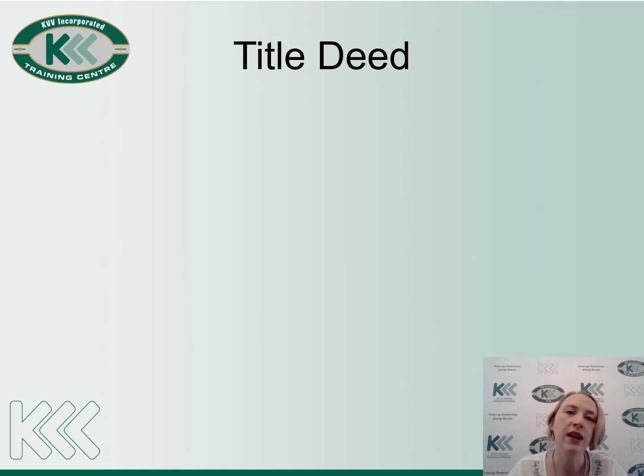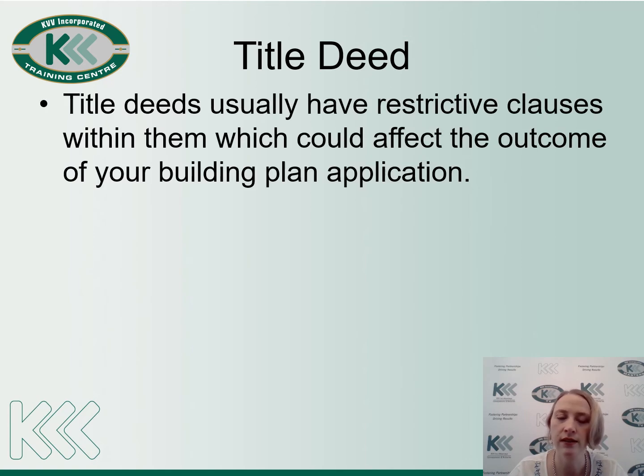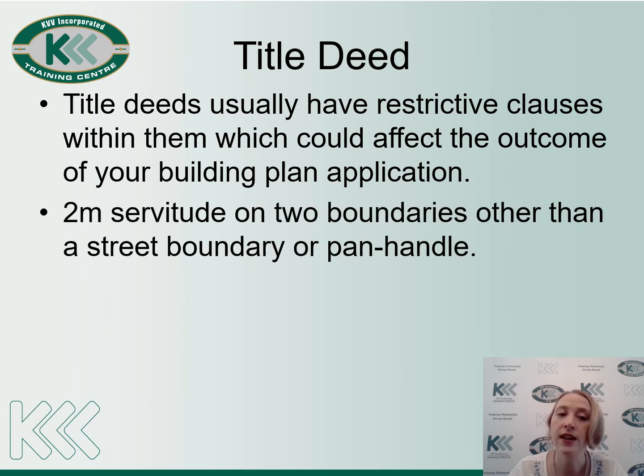When preparing your application for approval of building plans, you also need to look at your title deed to confirm whether there are any restrictive conditions in your title deed. Title deeds usually have restrictive conditions within them which could affect the outcome of your building plan application. Title deeds usually have a 2-meter servitude on 2 boundaries other than a street boundary or panhandle. This servitude is in favor of the municipality and allows for connections like sewage pipes or water pipes.